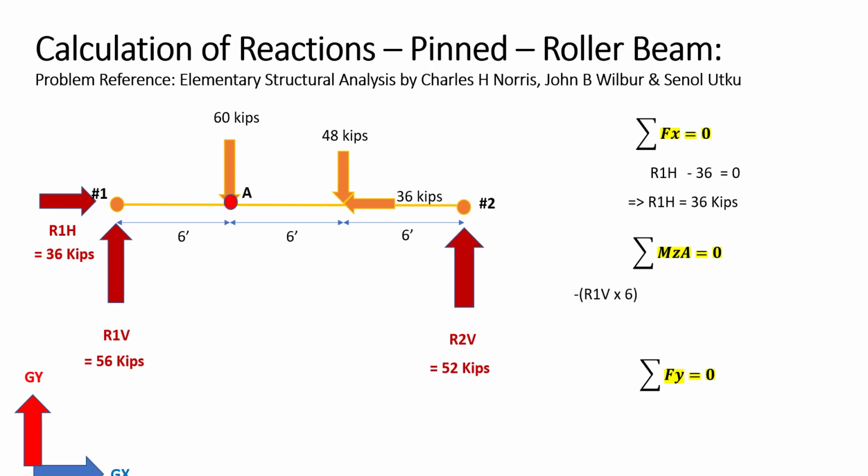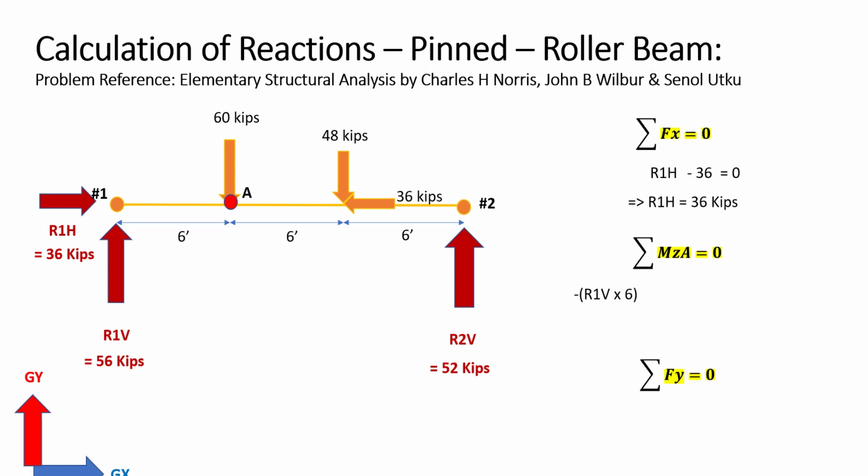The R1V reaction would create a clockwise moment, and as you know, we are considering the moment about the z-axis, so the anticlockwise moment would be positive here. If you are not sure of what I am talking about, you can revisit the earlier sessions where I have discussed this. Since we are considering the anticlockwise moment as positive, R1V would create a clockwise moment about point A.